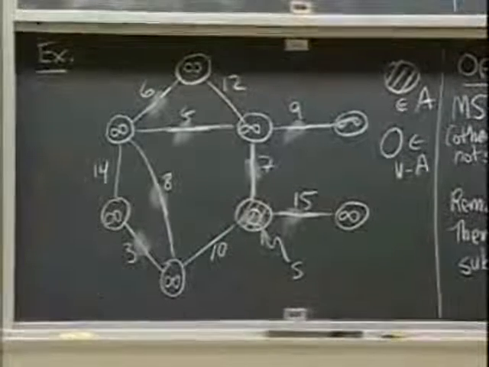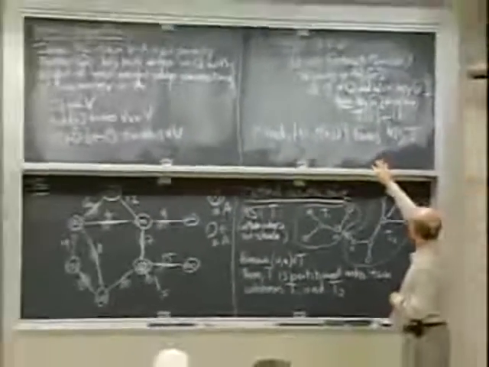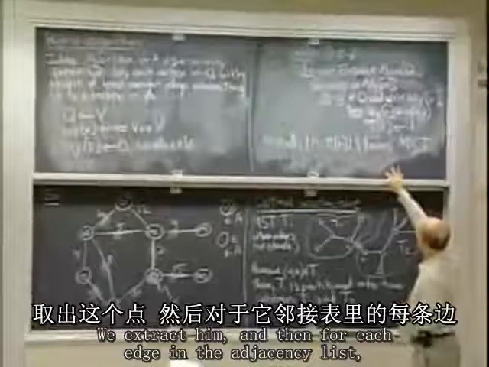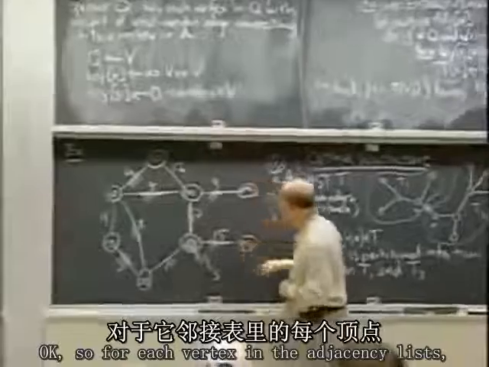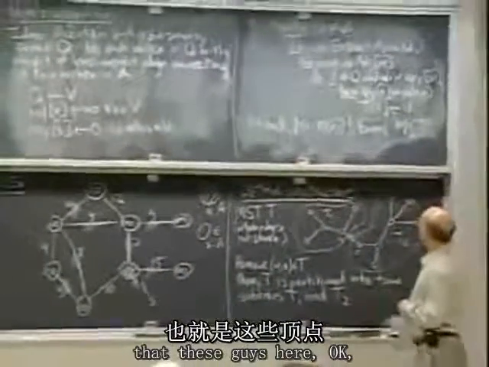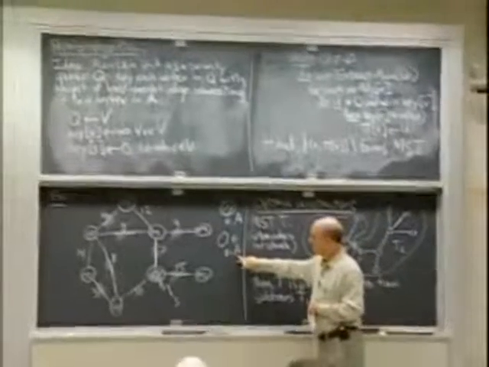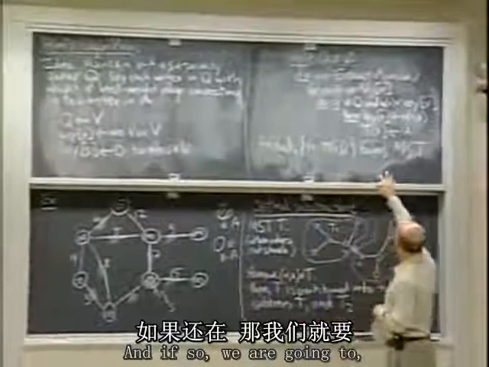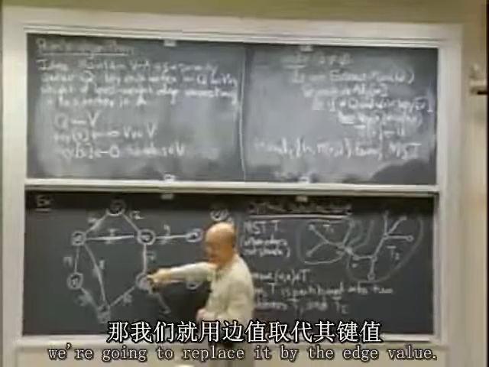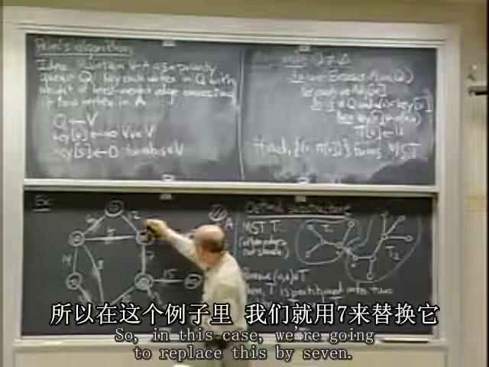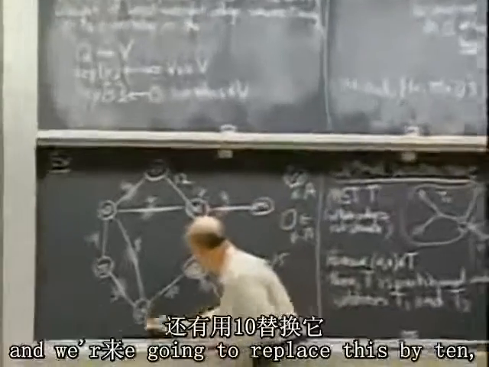So then we extract him, and then for each vertex in the adjacency list, that's these guys here, we look to see if it's still in Q, that is, in V minus A, and if so, and its key value is greater than the value of the edge there, we replace it by the edge value. So in this case, we're going to replace this by 7, we're going to replace this by 15, and we're going to replace this by 10.